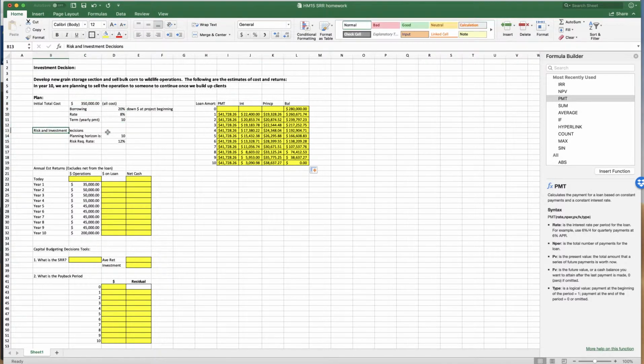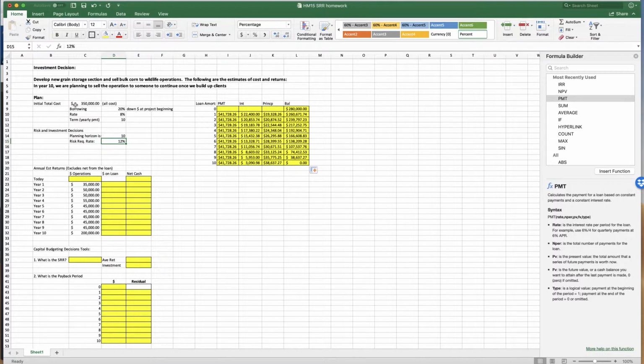Now, the risk decision on this is that I'm going to plan for 10 years, and I want this thing to earn me 12%, meaning that's my invested, required rate of return. That's 12%. That's what I want this thing to make me. So if it can make me more than that, I'm happy. If it can't make me more than that, then I have to be concerned. So that's what we need to look at.